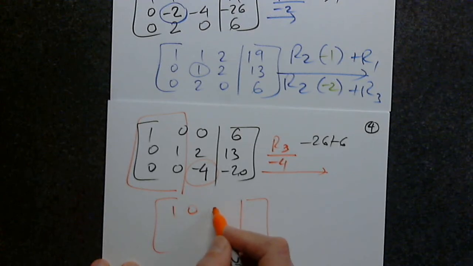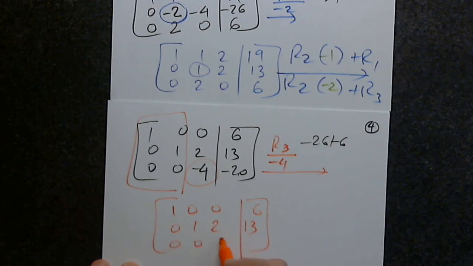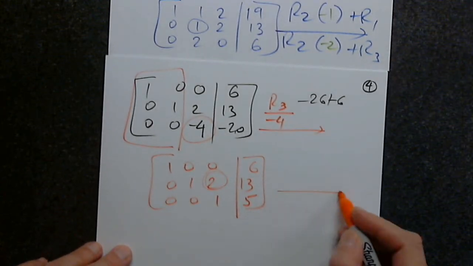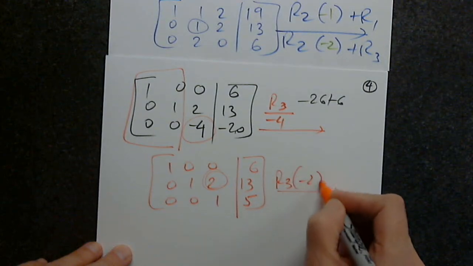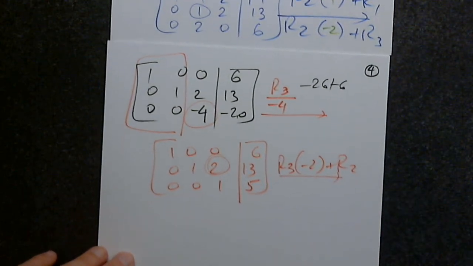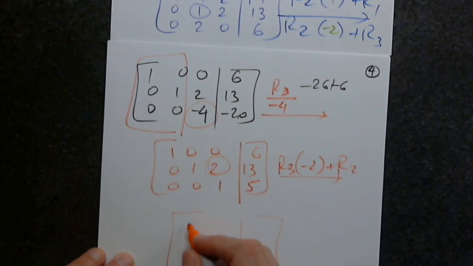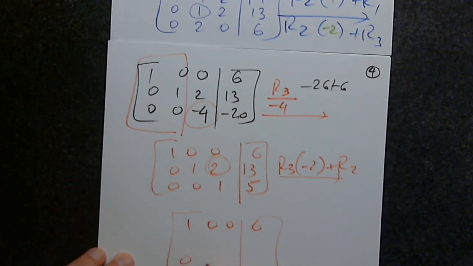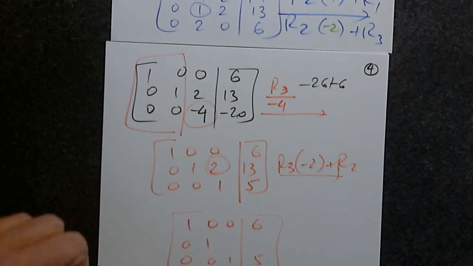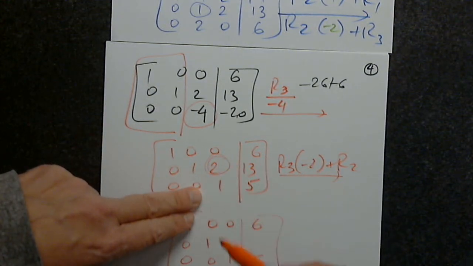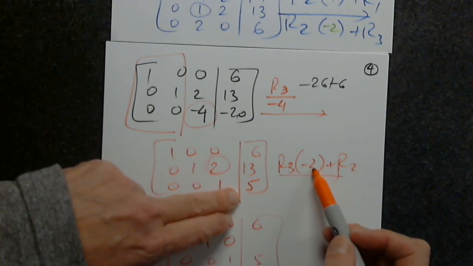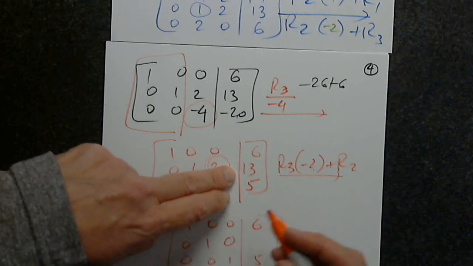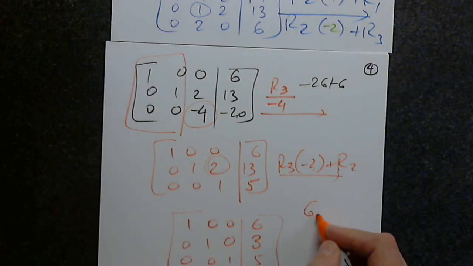I copy everything else. Finally, I just need to get rid of that. Multiplying row 3 by -2, and adding it only to row 2. And that will be final. So it's 1, 0, 0, 6, 0, 0, 1, 5, 0, 1. 1 times -2 plus 2. 5 times -2 plus 3. I'm sorry, plus 13, 3. So 6, 3, 5.